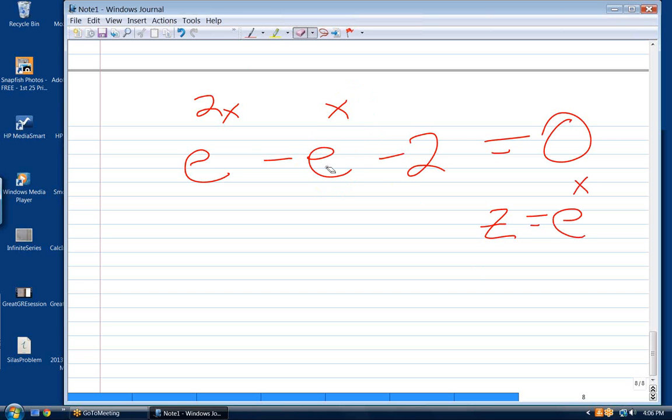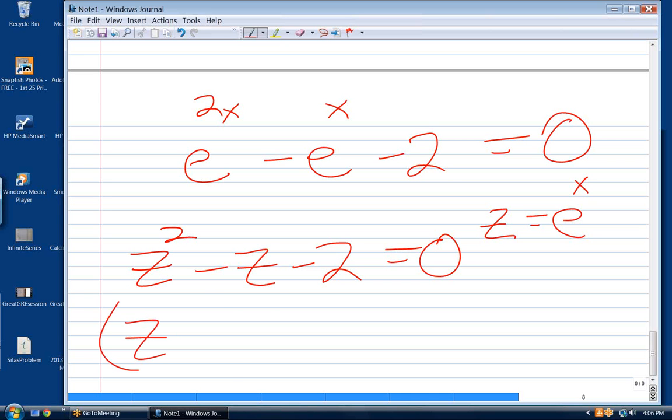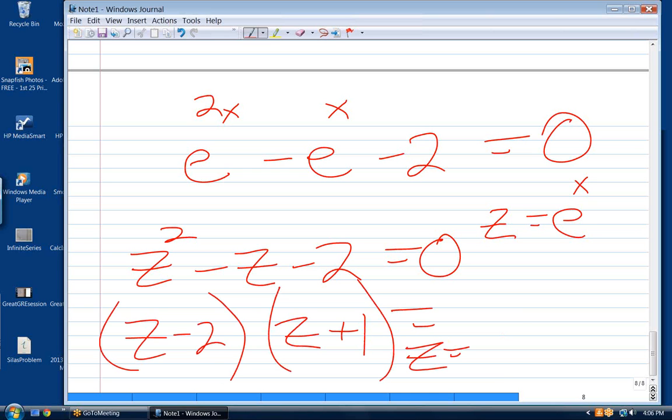Now this first expression turns into, well, what's e to the 2x? That's z squared, right? e to the x times e to the x is e to the 2x. So this becomes z squared minus z minus 2 equals 0. This factors z minus 2 times z plus 1, and I get z equals -1 or 2. So when I plug -1 in for that, that's not possible. You can't take e to any exponent and get -1. So that's a bogus solution.